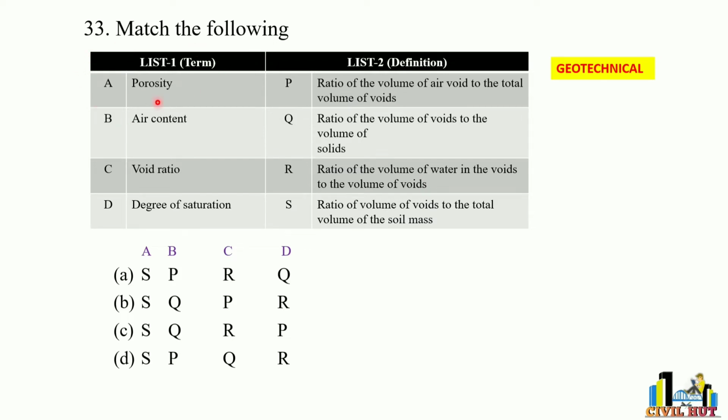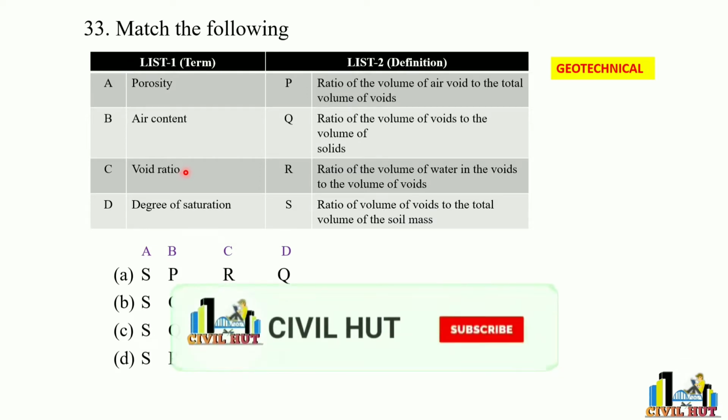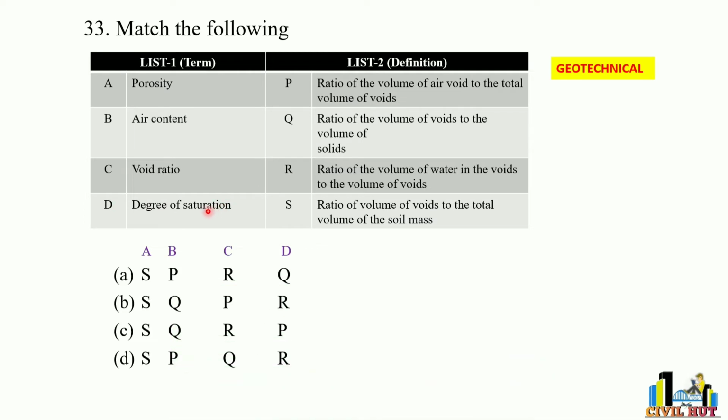Match the following: A, porosity; B, air content; C, void ratio; D, degree of saturation. Porosity means volume of voids by volume of soil. Air content is volume of air voids by volume of voids. Void ratio is volume of voids by volume of solids. Degree of saturation is volume of water in the voids by volume of voids.